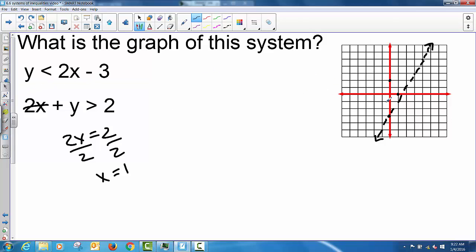Now all we've got to do is draw a line using those 2 points. Now it says greater than, so that means it does not include the points on the line, so that means it's going to be a dashed line.